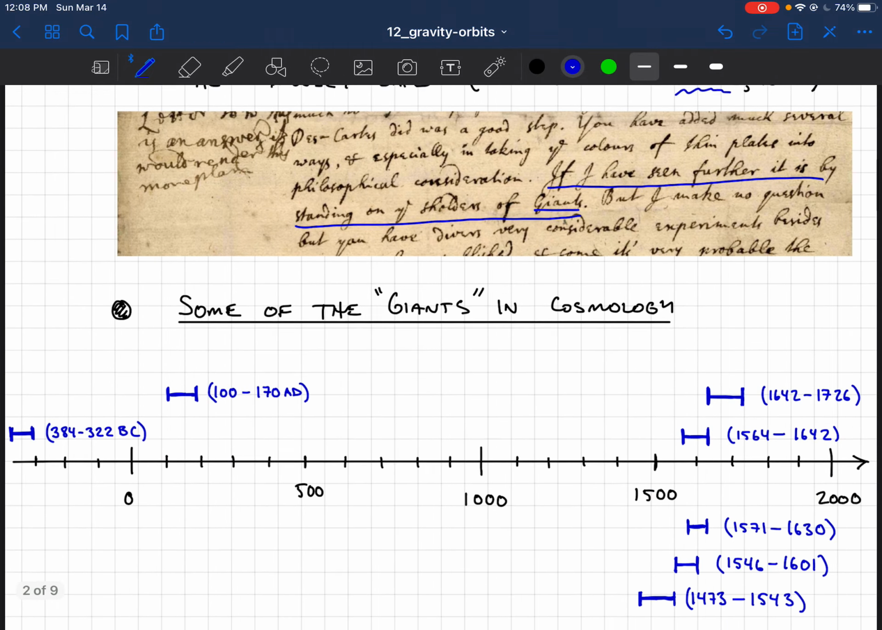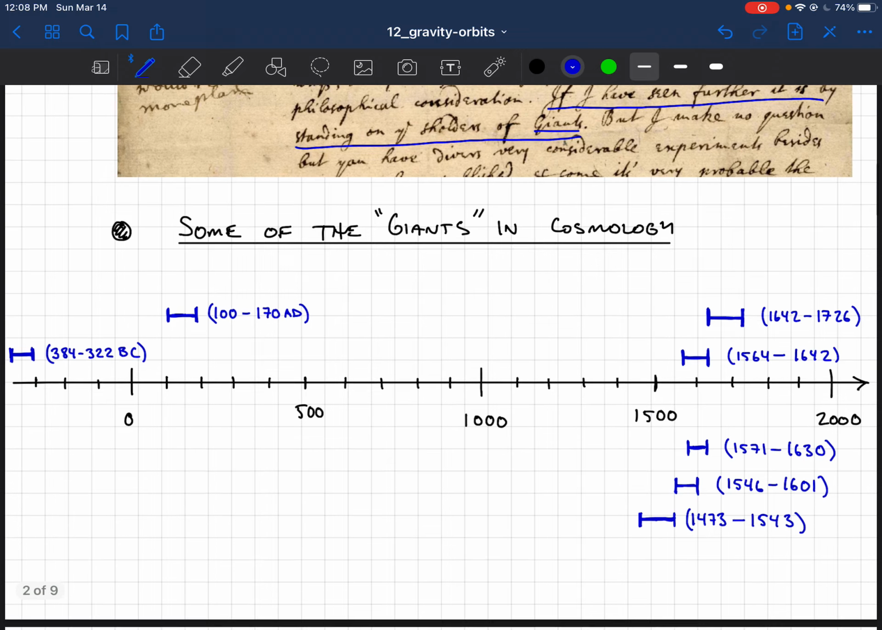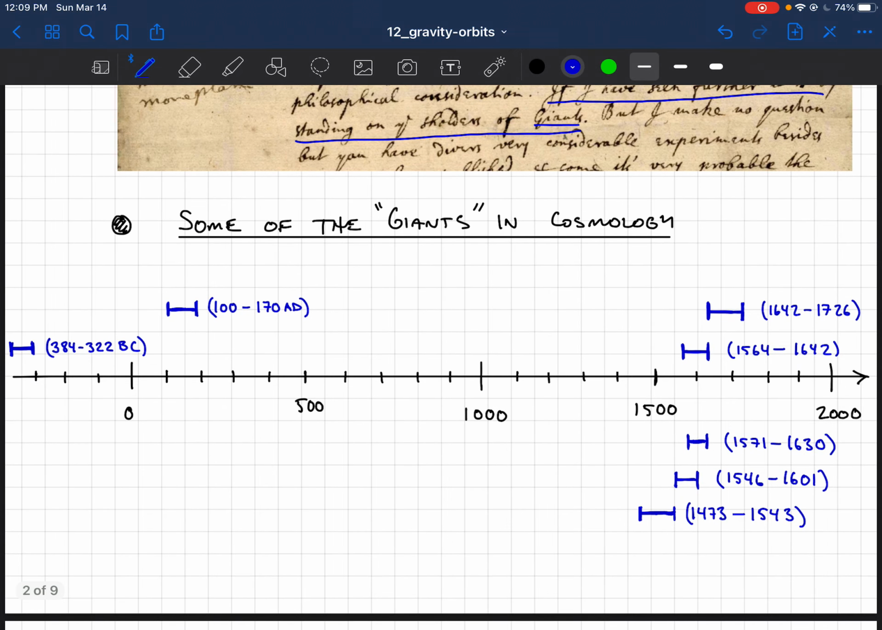So I want to just talk a little bit about some of these so-called giants from cosmology in order to understand where Newton's law of gravity fits into the story of cosmology in general, our understanding of the universe. So I've shown here a few lifespans of some important people. Let's just go through and talk about some of these people and what they've done.